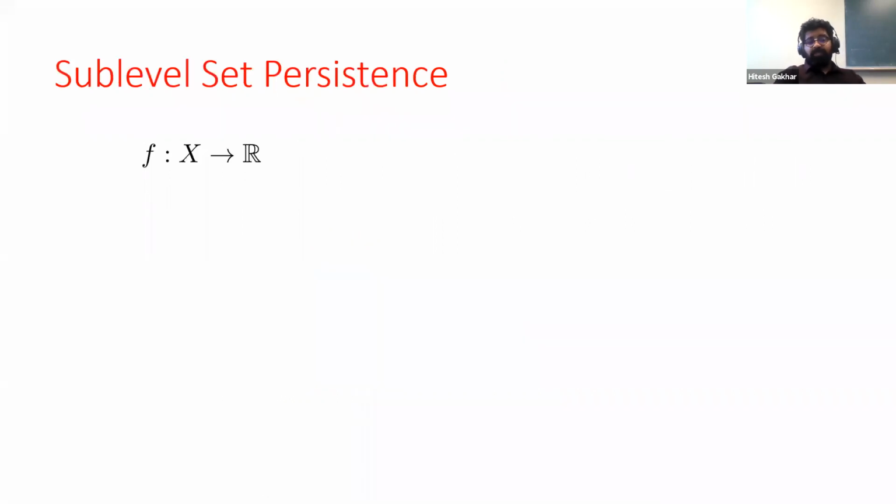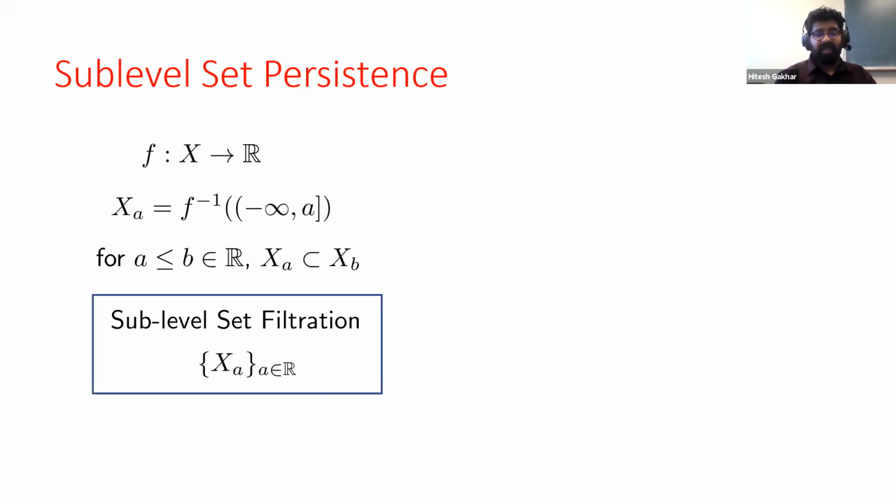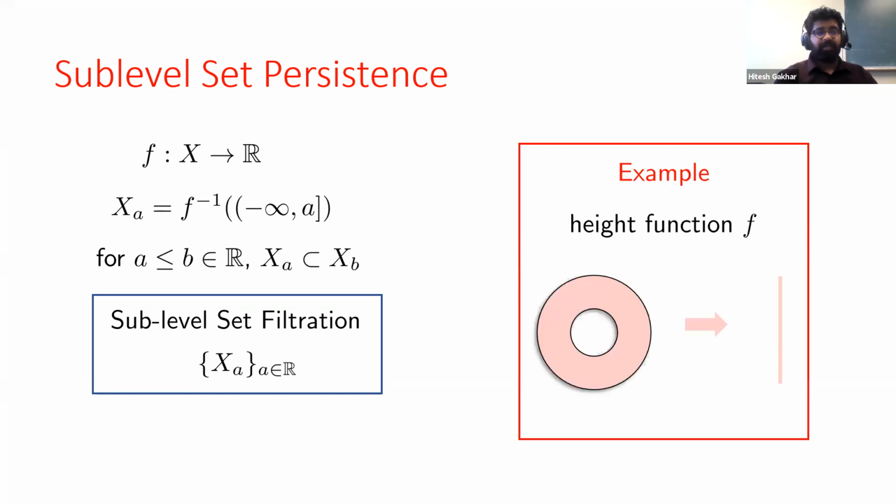The other thing we talked about was sub-level set persistence. The idea was that if you have a function from a topological space to real or complex numbers, then for any parameter a, we can take sub-level sets, and each of the sub-level sets satisfies these inclusions if a is less than or equal to b. So that gives us a sub-level set filtration. And if you have a sub-level set filtration, we can get sub-level set persistence.